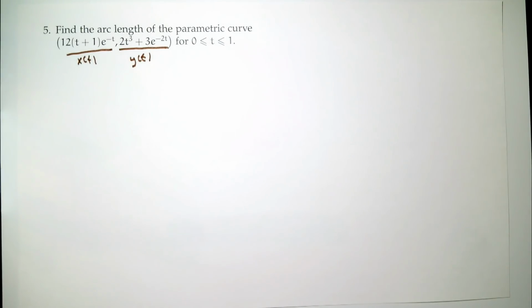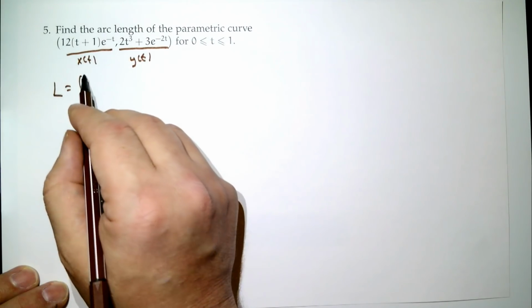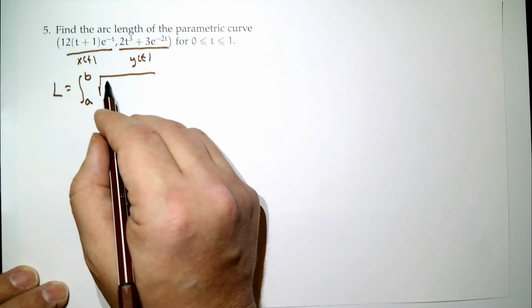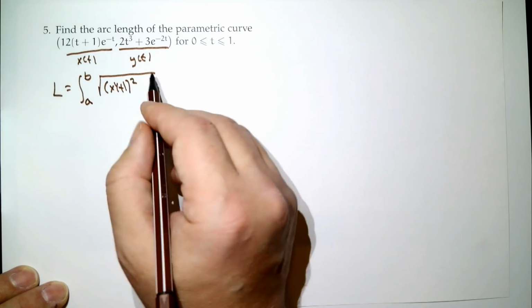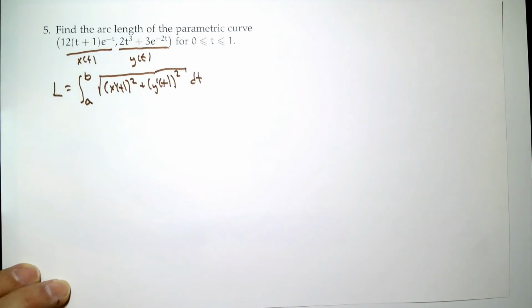So we're looking for arc length, and if we're looking for arc length, we should know the arc length formula. And of course, there's like 3 variations, but they're almost always the same. So the length is the integral from where we start to where we stop, square root of x prime squared plus y prime squared dt. All right. Well, this brings us to one of our arch nemeses in calculus, the square root.